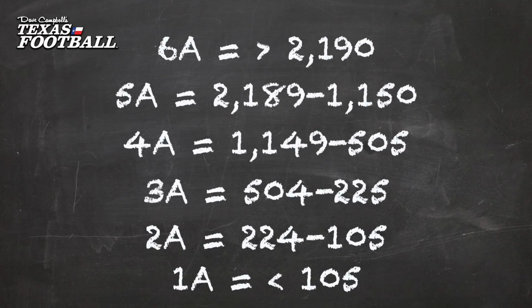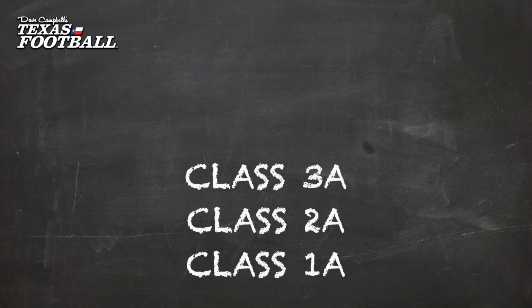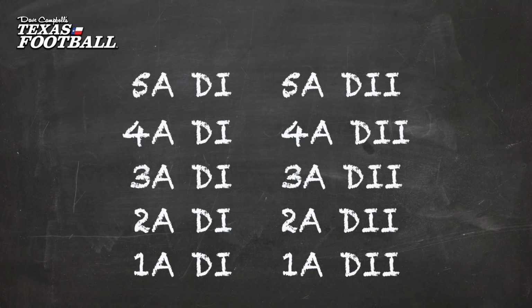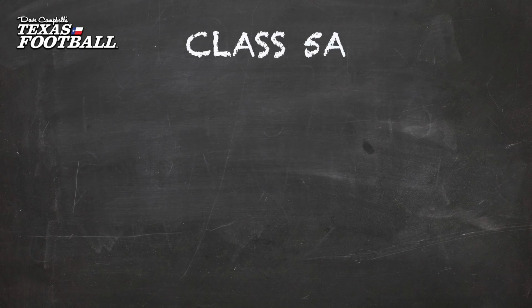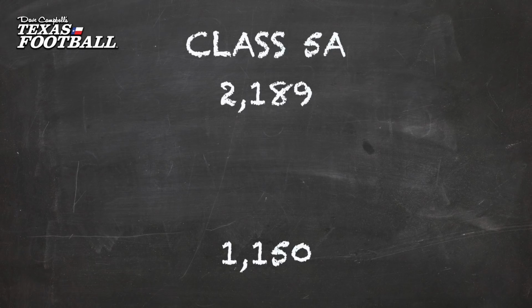But we're not done with the top line dividing quite yet. In Class 1A, 2A, 3A, 4A, and, for the first time in 2018, Class 5A, the UIL then splits those classifications in half into 2 divisions. They're called Division 1 for the bigger schools and Division 2 for the smaller schools. So let's take Class 5A as an example. Class 5A is comprised of schools with an enrollment between 1,150 and 2,189. There are 253 of those schools.